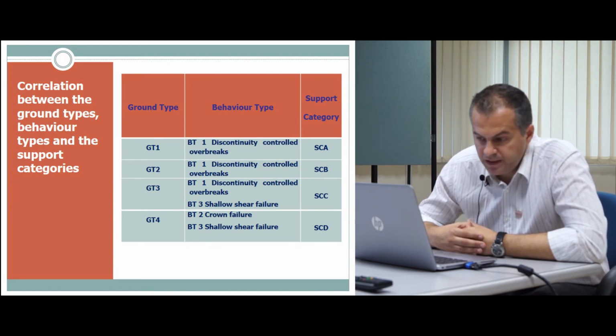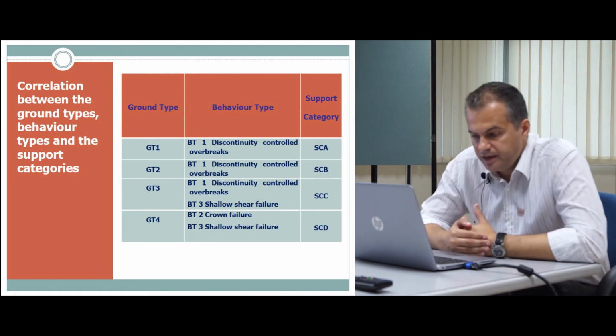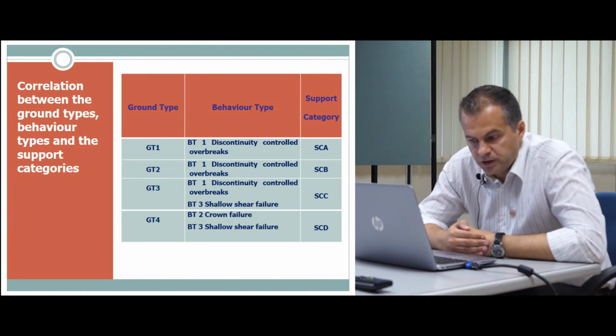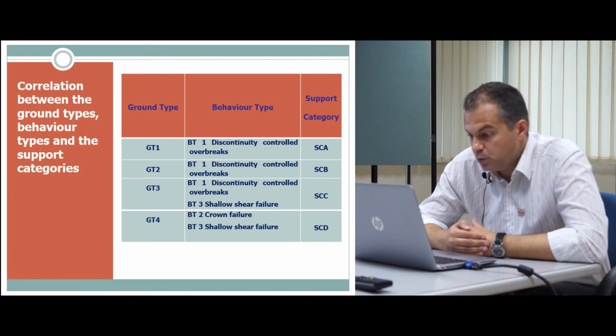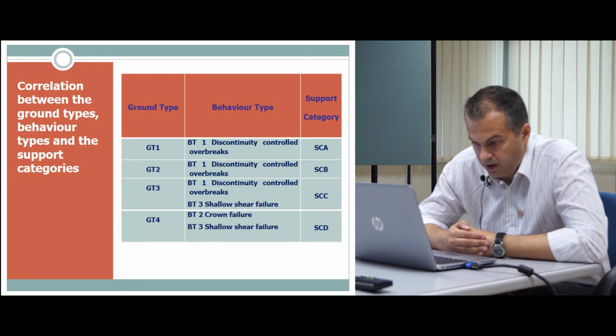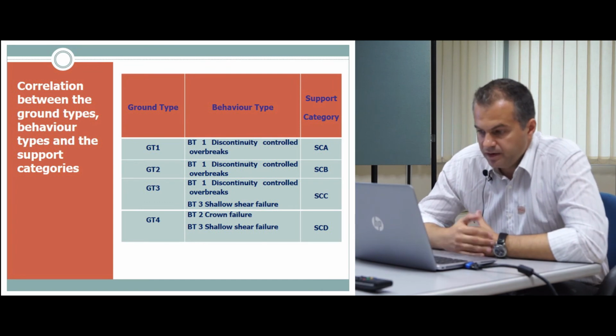In the face stability, we may have, in the first case, behavior type 1, some potential for wedge sliding along the bedding planes in case of excavation from east to west. And in the other two cases, we also may have some larger overbreaks from the face sliding.